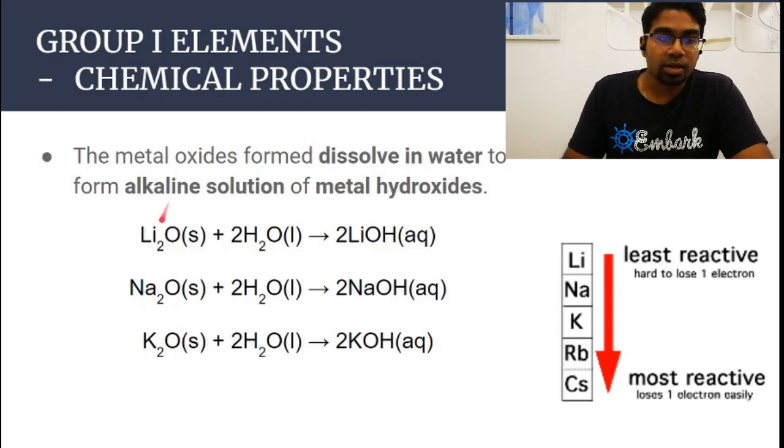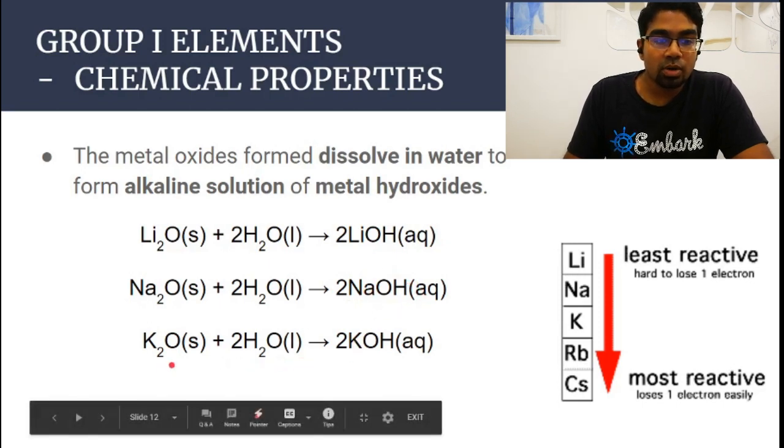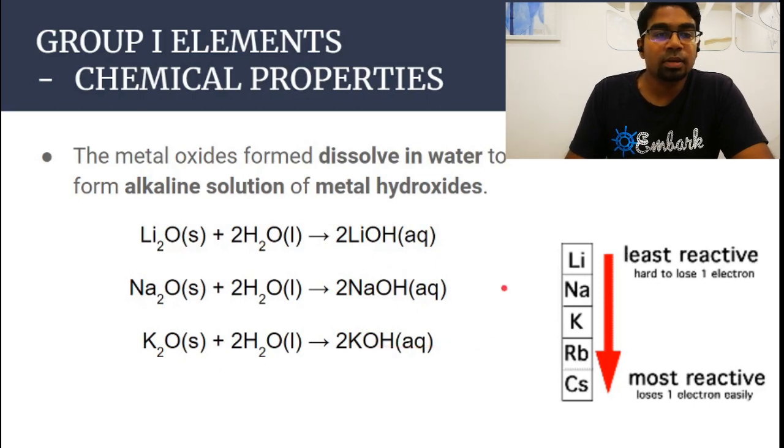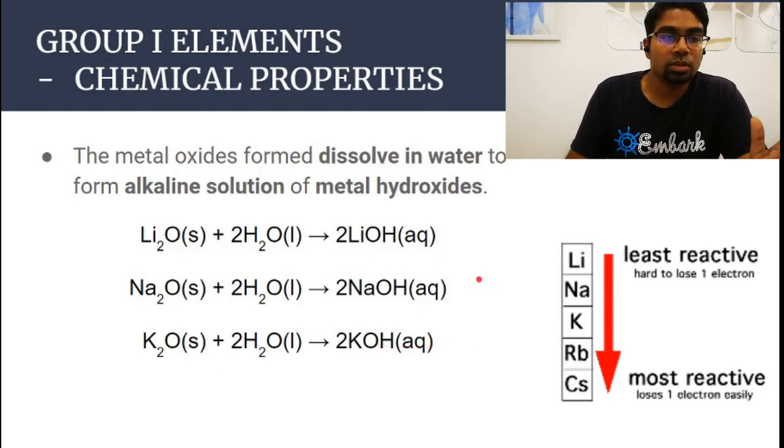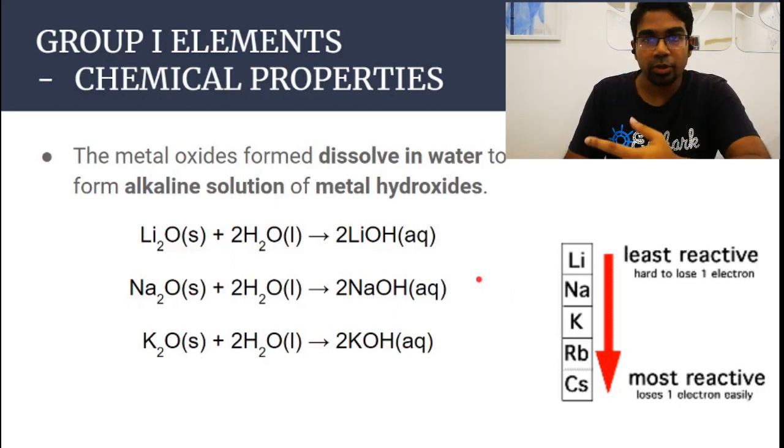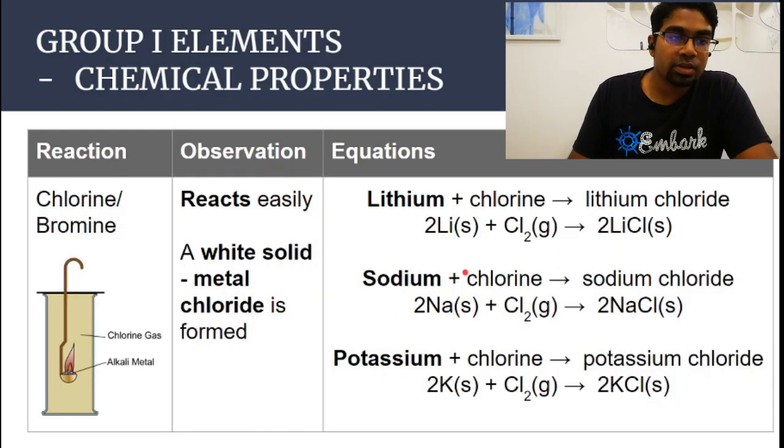For example, lithium oxide plus water, we get lithium hydroxide. Sodium oxide and water, we get sodium hydroxide. Hydroxide is OH. And then potassium oxide with water, we get potassium hydroxide. So this is the reaction with oxygen, and then we take the oxides and put them in water. Now the second reaction is with group 17 elements.